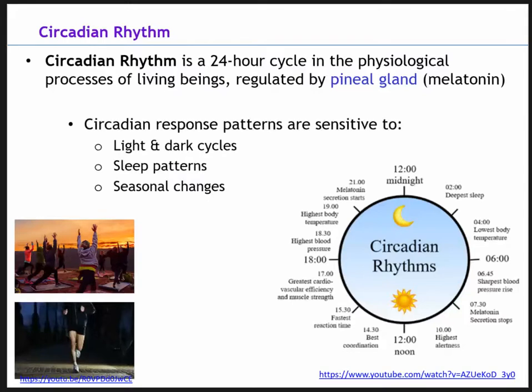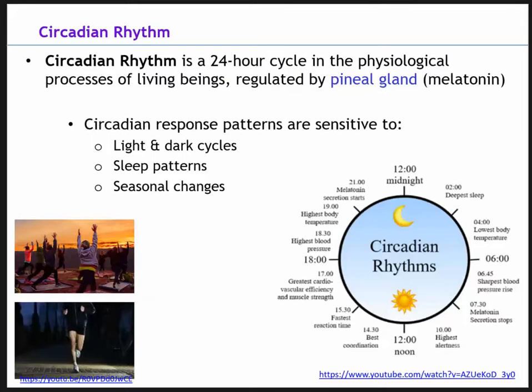What other factors influence our circadian response pattern? So light and dark cycles. That has to do with jet lag and long distance travel across time zones. Sleep patterns, such as lack of sleep, pulling an all-nighter, also inhibit some hormones and interfere with our circadian rhythm. And then seasonal changes, like environmental changes, so temperature or longer daylight in the summer, and shorter nighttime or dark time periods, will influence this.